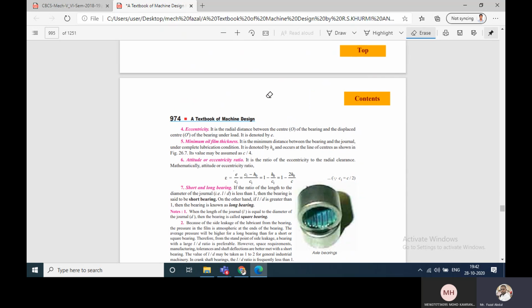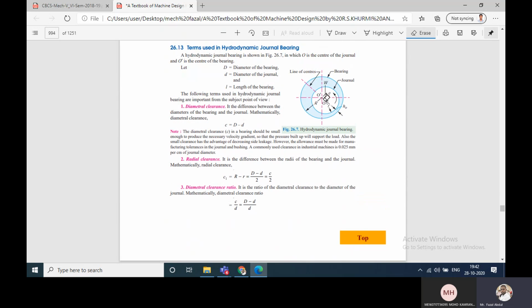And eccentricity is nothing but the distance from the center of the bearing to this displaced center of the bearing. See here, this is the center of the bearing. Now this is displaced at the beginning or at the last stage, the center is displaced to here. So the displaced center is known as eccentricity, small e.